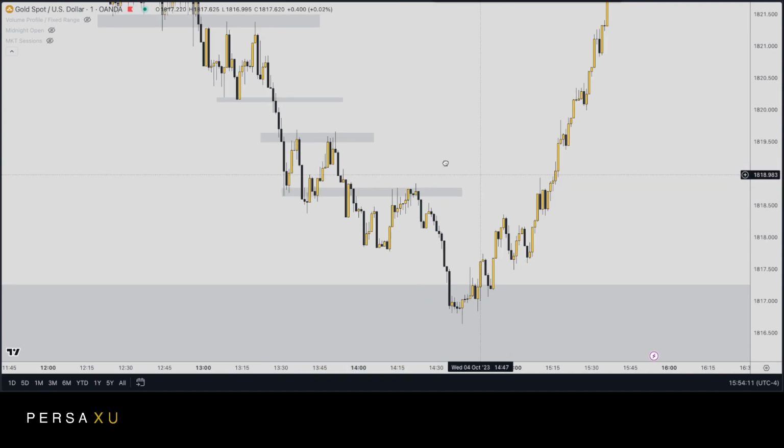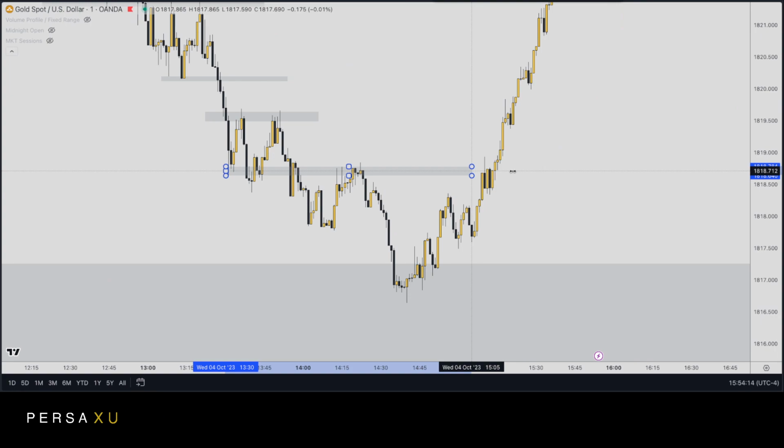Until something happened over here. You see that? Now, you could have anticipated a little bit earlier, somewhere over here, with this support being broken right there. And this is where I want to focus on. I know this is more obvious, right? However, here's where you could have anticipated and you could have bought anywhere around here.